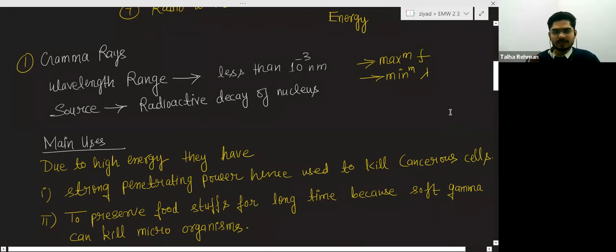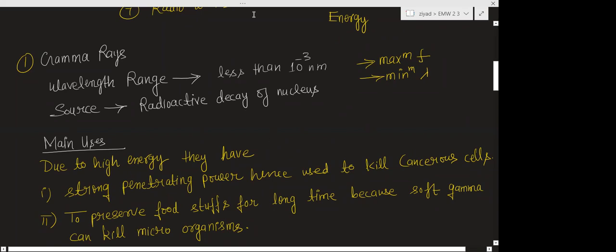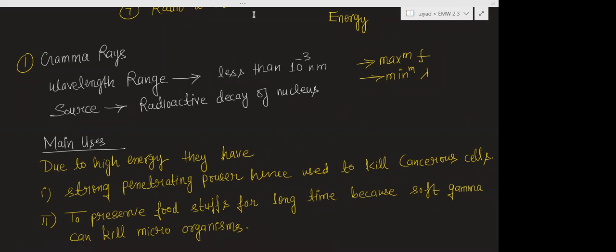This thing you have to remember. And another use is to preserve foodstuffs for a long time, because gamma rays can kill microorganisms. Do you know what are microorganisms? Bacteria, virus, all these kinds of things.